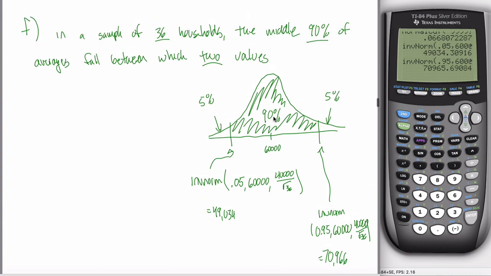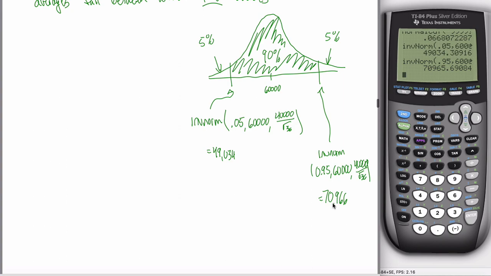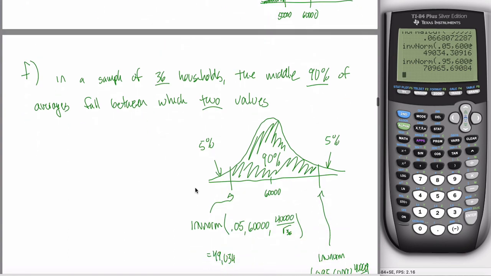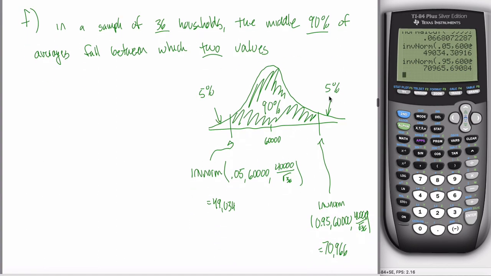So the middle 90% of averages of 36, that's important, would fall between 49 grand, give or take, and 71 grand, give or take. So note that just like in 3.1, I could ask you normal CDF questions or inverse norm questions. And for the inverse norm questions, they can be kind of easy where I give you the area to the left of the point you're looking for. They can be a little bit harder where I give you the area to the right of the point you're looking for and you got to find the area to the left. Or the hardest version is like what you saw here where I give you the area in the middle and you got to figure out how much is to the left of each of the 2 points. That's what you're doing in F here. One more example, then we'll call it good.